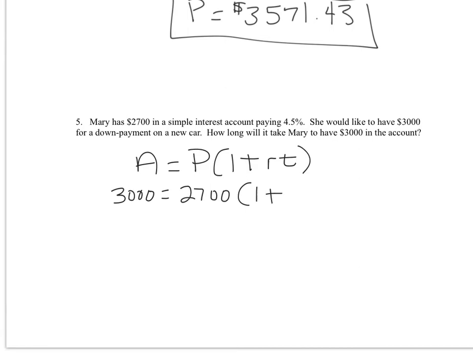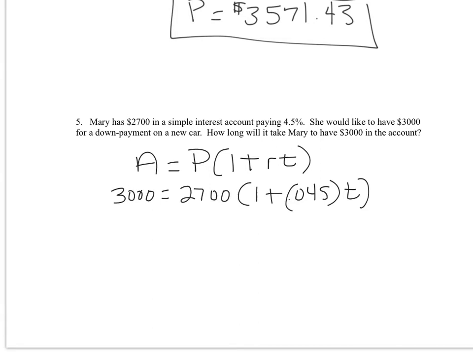Do we know the R, the interest rate? Yes, we do. It's 4.5%, which becomes 0.045 in decimal form. What we don't know is the time, how long it will take her to turn this $2,700 into $3,000. So this is what it looks like when you have it all plugged in.